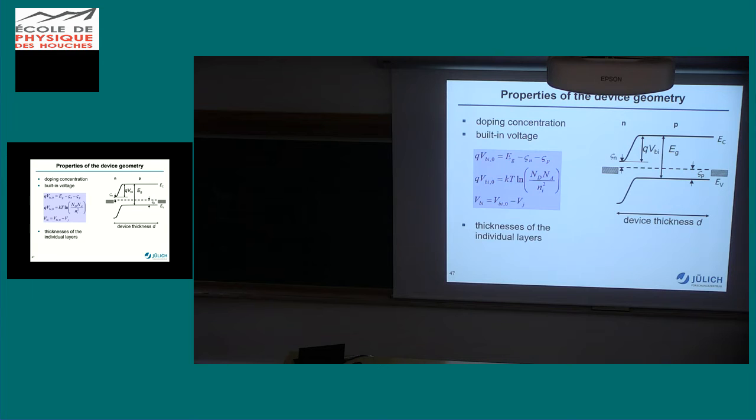That's the amount of band bending you have, and you see you can manipulate this by controlling the doping, or the difference between the Fermi level here and the conduction band here, and the difference between the Fermi level here and the valence band there. If you make these two smaller, immediately your built-in voltage will increase, and that's just expressed here by this equation.